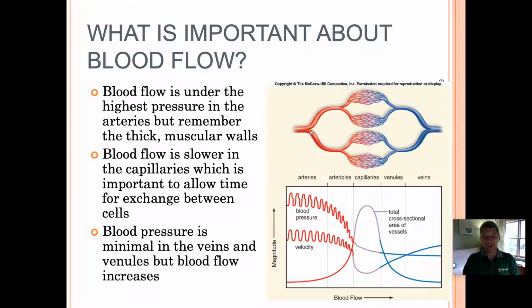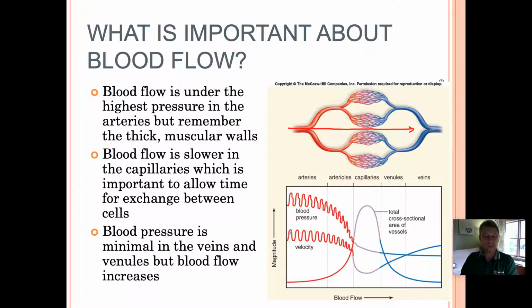The blood pressure tends to be very low in your veins, but the volume of blood and therefore the blood flow increases. So if you follow the path here from the arteries through the arterioles, through the capillaries, to the venules, and eventually to the veins, and then follow the chart here, blood pressure is going up and down and up and down and up and down in the arteries. It diminishes throughout the arterioles, and then the blood pressure is itself very low in the capillaries and remains low through the venules and veins.